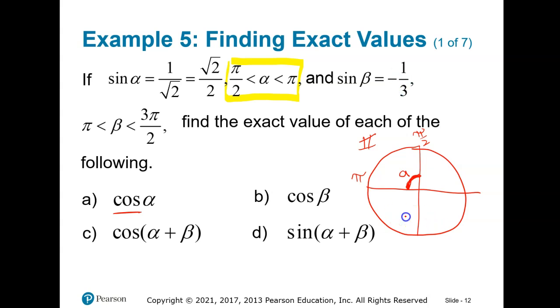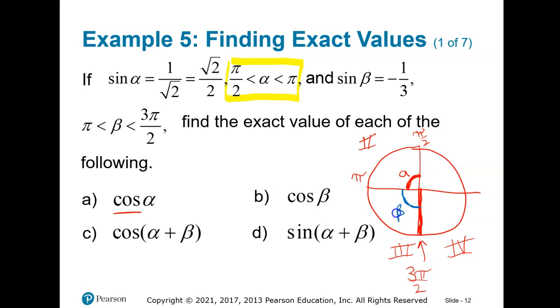All right, sine of beta is negative 1/3. Sine's the y-coordinate, so I know that I've got to be in quadrant 3 or quadrant 4. I have to be in one of those two quadrants for sine to be negative. Remember, sine is the y-coordinate. The y-coordinate's negative means we're down here somewhere. All right, the angle beta is between pi and 3 pi over 2. There's pi again. 3 pi over 2 is down here on the negative y-axis. So angle beta is down here in quadrant 3.